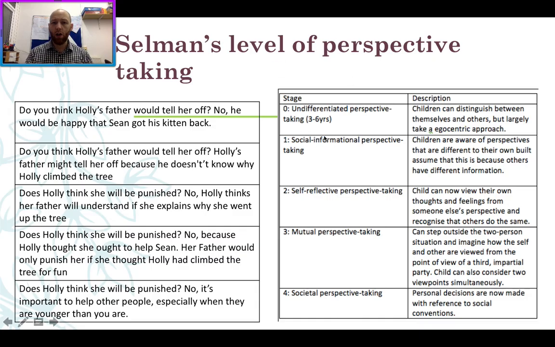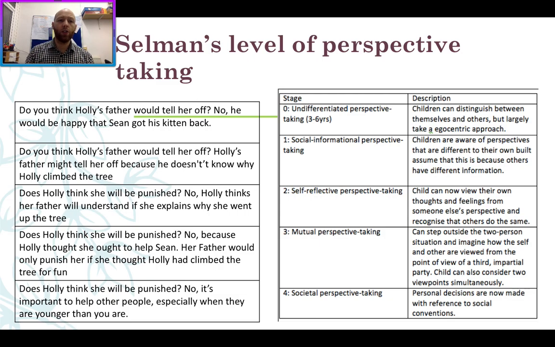The first stage is the undifferentiated perspective. This is where we understand that you are separate from me. We understand that people are separate, but we have an egocentric approach. So in Piaget's three mountain task, remember, the child knows that I'm different, I'm not part of them, I'm a separate individual, but they assume that I can see the world from their perspective, an egocentric perspective.